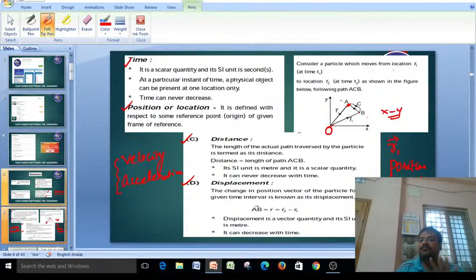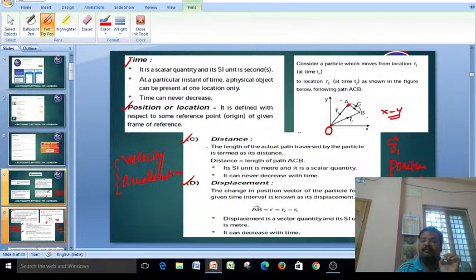Consider a particle which moves from location R1 at a time T1 to location R2 at a time T2, as shown in the figure below. So you have to take path AB and another path ACB also. Based on that, let us take another parameter, the third parameter, that is distance. In the given graph, position was changed. Whenever position changes, the next main parameter will be created, that is distance or displacement.